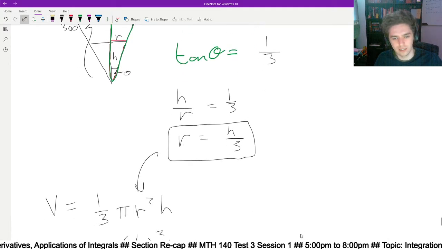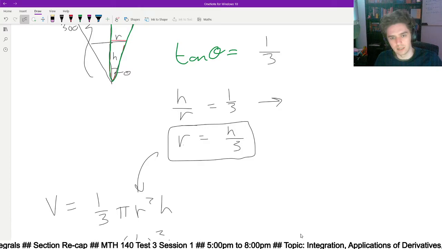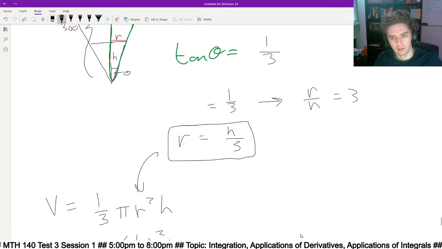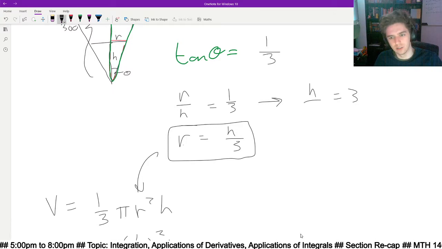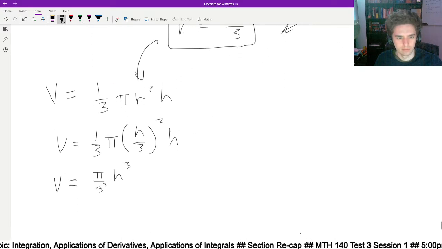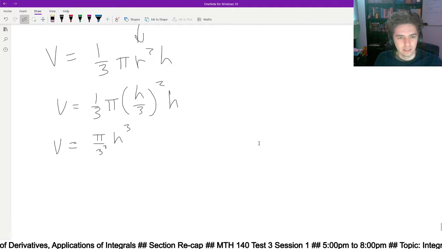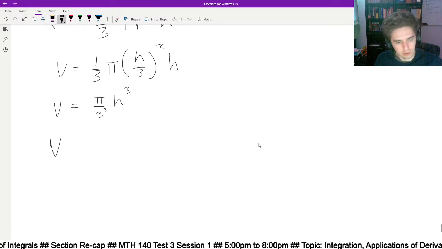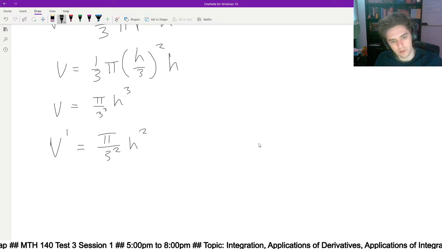So 1/3, right? Then I'm still solving for r. So I could flip both of these, and it would be r over h equals 3, right? Oh no, sorry. This is r over h, so h over r equals 3. So I still get this. So we're good. Hey, at least you were consistent in your mistake. Yeah. Well, at least I can fix it, right? So let's say V. So I can take the derivative now. V prime equals pi 3 squared h prime.